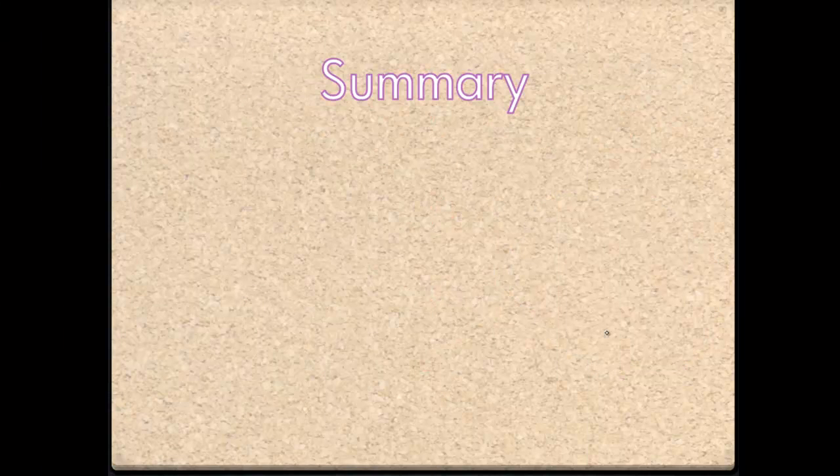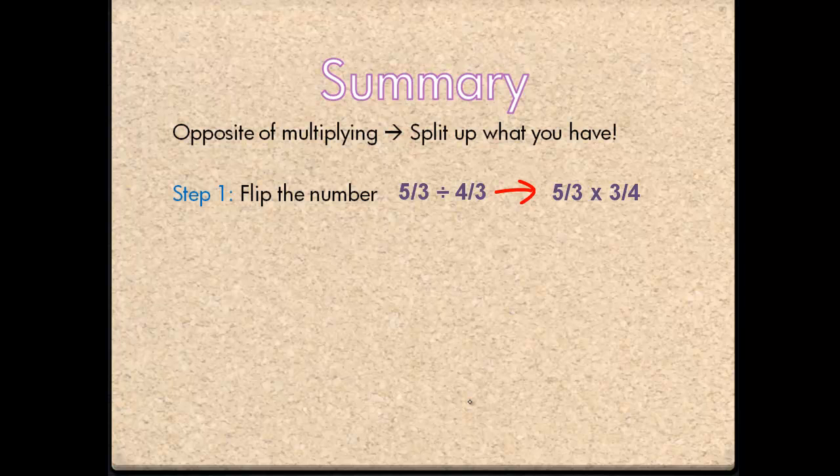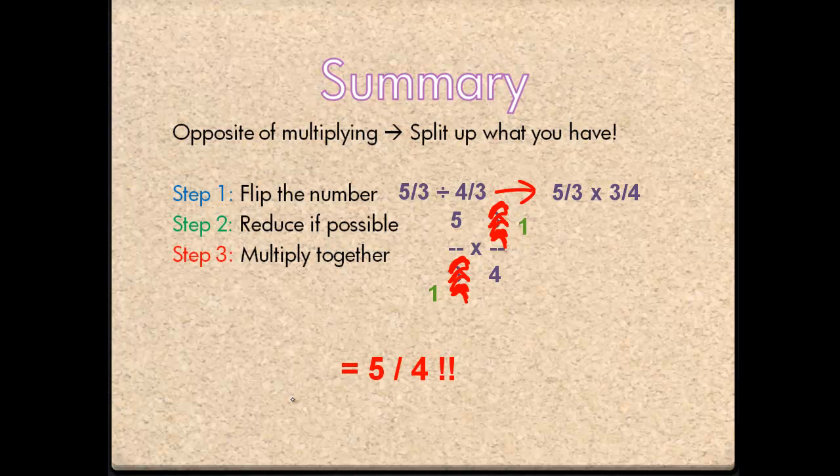And here's your favorite part, the summary. Dividing fractions is just the opposite of multiplying. We have to split up what we have. Step 1, we want to flip our second number. Step 2, we want to reduce if possible. And step 3, we want to multiply together.